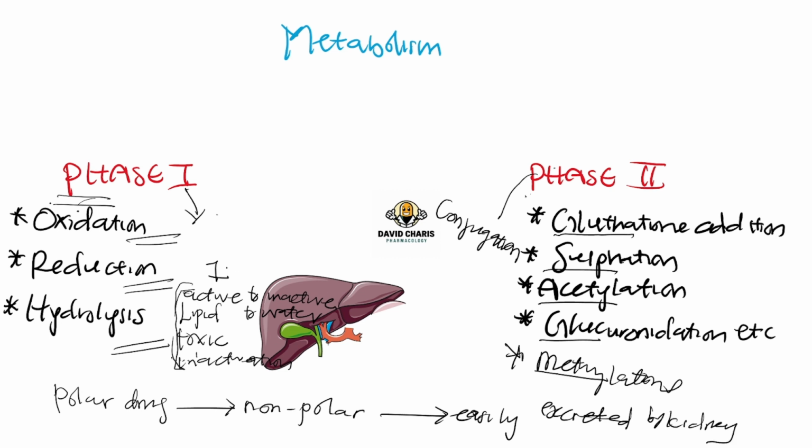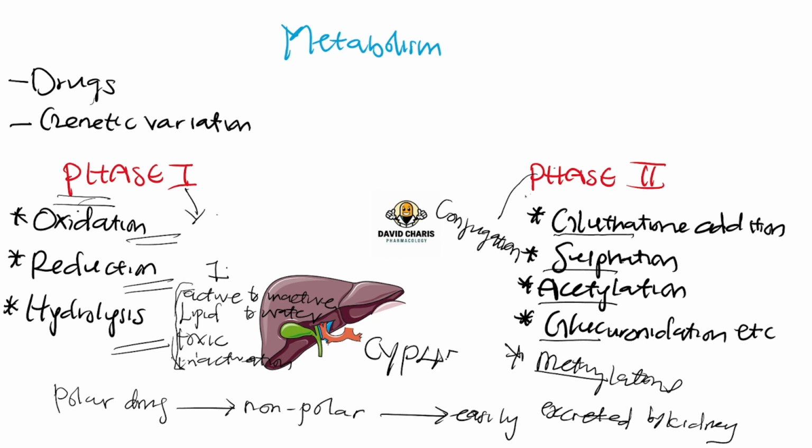And there are factors that affect the metabolism of drugs. We have drugs and genetic variation. The drug itself most times can affect metabolism. Some drugs are CYP450, that's the metabolizing enzyme, cytochrome P450 inducers, and some drugs are cytochrome P450 inhibitors. I expanded further in my lecture on metabolism and factors affecting metabolism of drugs. You can see the link in the description below.